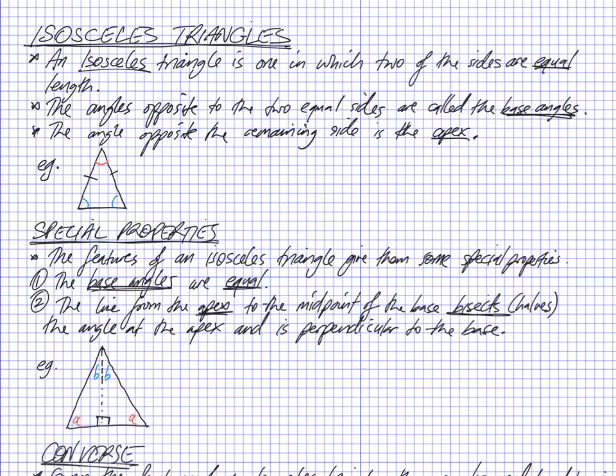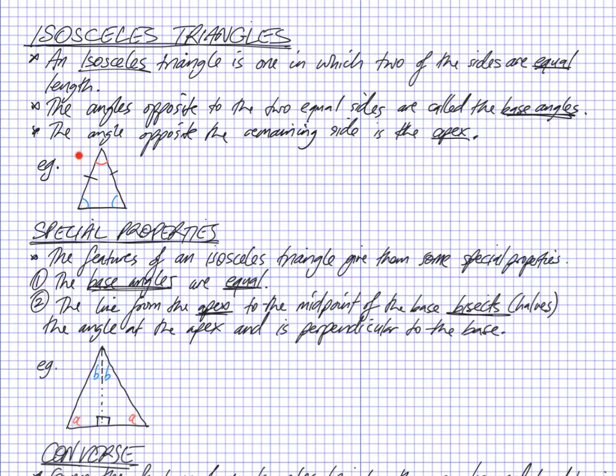This one is on isosceles triangles. So an isosceles triangle is a special triangle where two of the sides are equal in length. Okay? The two sides equal in length decides how long the remaining side is. So the angles opposite to the two equal sides are known as the base angles.